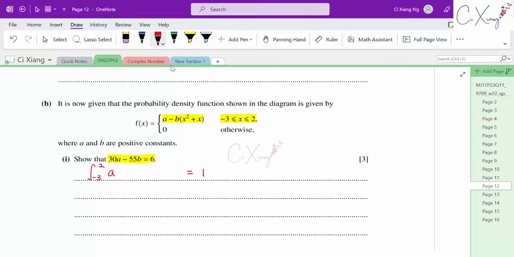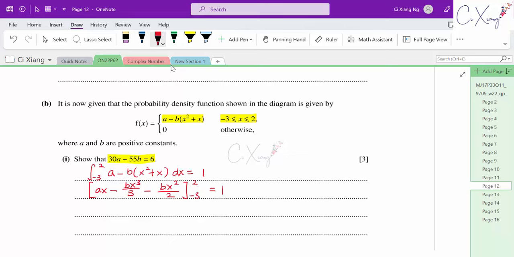Okay, so the function that we have here is a - bx squared + x, dx. To find the area, we need to integrate it. So to find the area under the graph, we integrate it from -3 until 2, and the total area under the graph, I know that is equal to 1 for a continuous random variable. So I will start the integration now. Integrate a, I got ax. Integrate bx squared, I'm having bx power 3 divided by 3. Integrate bx, I'm having bx squared divided by 2. And then I need to substitute in the values 2 and -3.